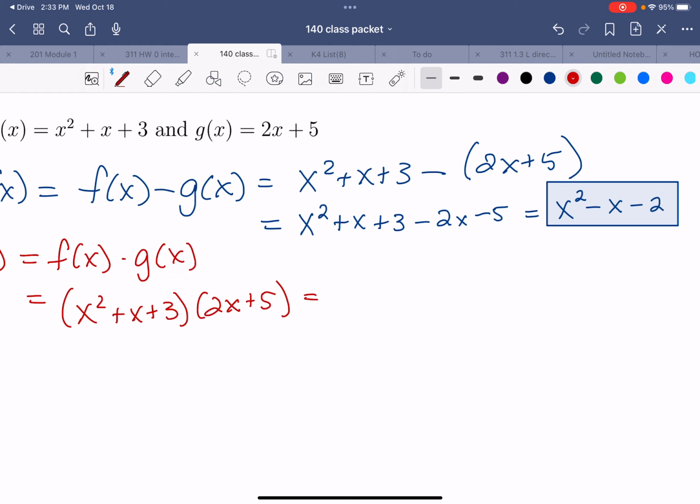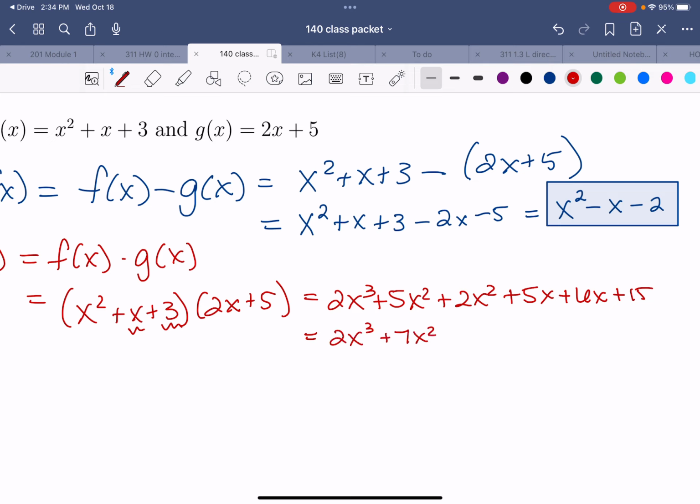Okay, so x squared times both of those terms. So we will get a 2x cubed plus 5x squared. Then we take the x times the other part. So x times 2x is 2x squared. X times 5 is plus 5x. And then we take the 3. So 3 times 2x is 6x. And 3 times 5 is 15. And that allows me to combine my like terms to get 2x cubed plus 7x squared plus 11x plus 15. And that's my final answer.